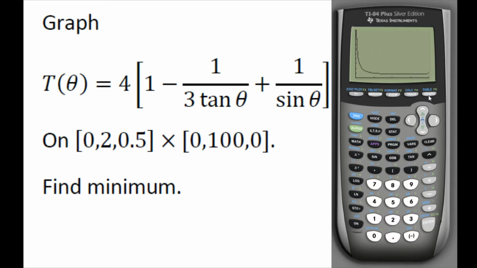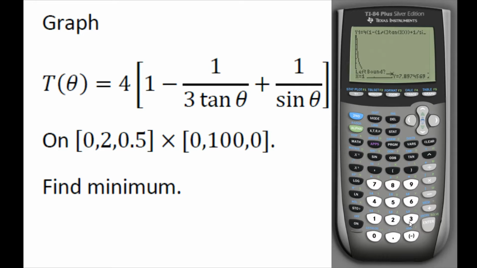Right. Now we just need to find the minimum. The minimum of this function, it will look like it is somewhere in here. We don't know. The calculator will find the minimum for us numerically. So it's not exact values, but approximately. So we will hit second, calculate. Option number 3 will be the minimum. So we hit 3. Right.